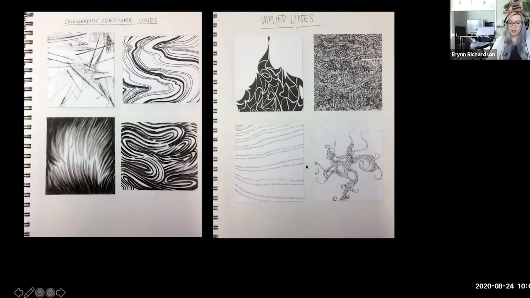Implied lines over here. All these little hatch marks actually create one line. These stippled marks right here, how they create a line. Here, what's really interesting is the implied line is happening in between the shapes. So the black shapes create a line in between them, but since the line isn't solid, it's a negative space. So that's why that one's implied.